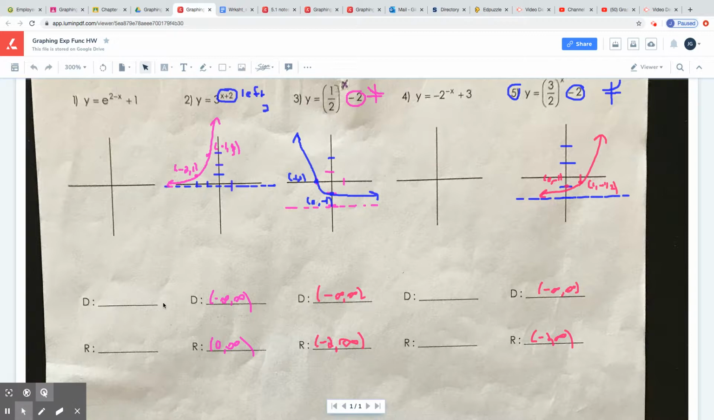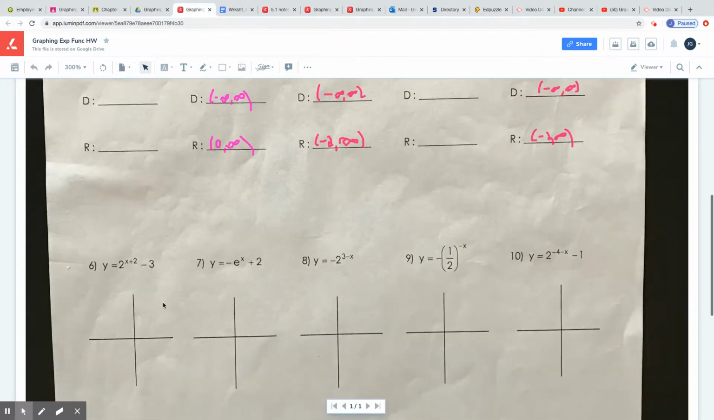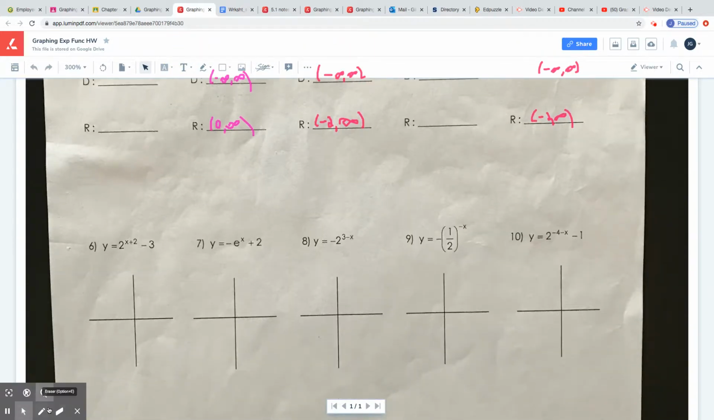The last one you had to do was number 6. So 2 things going on here. We have x plus 2 and a minus 3. Set this equal to 0. So we're going to move to the left 2 and down 3. And we have y equals 2 to the x. The basic shape looks like this, where you have (0, 1) and (1, 2). So negative 3 is going to be our horizontal asymptote.